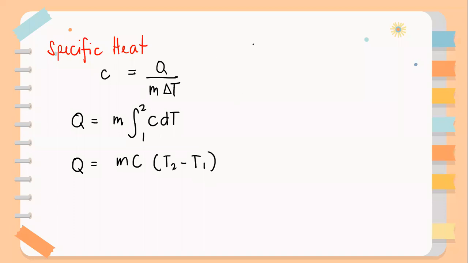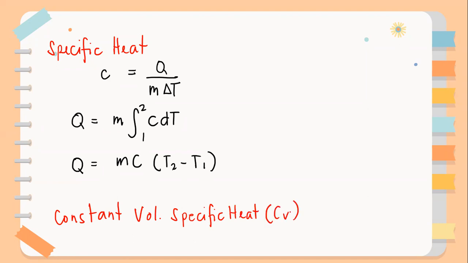Now, we have the constant volume specific heat. The symbol is Cv. We have Qv equal to delta U, where delta U is the change in internal energy, where the heat at constant volume is equal to mCv(T2 minus T1).